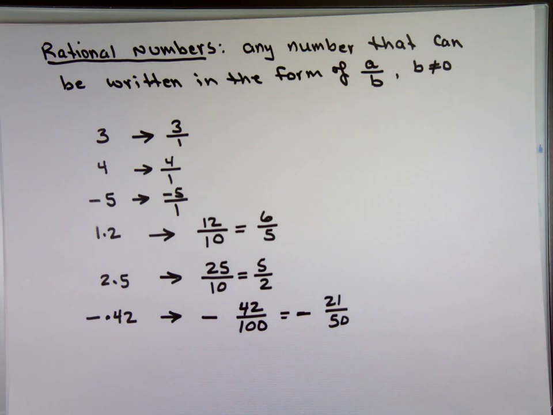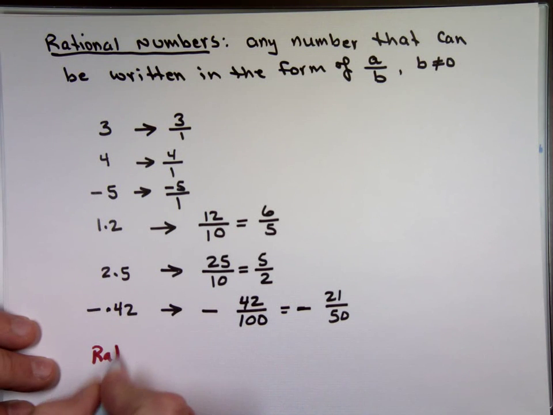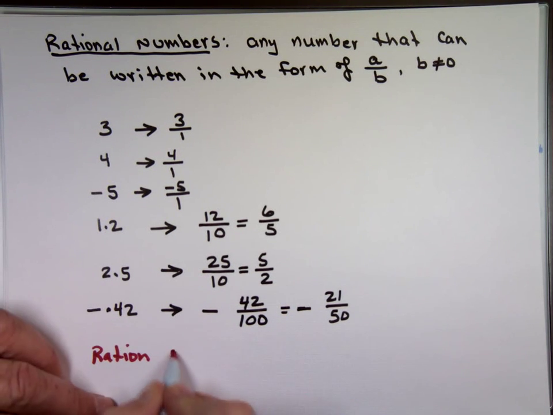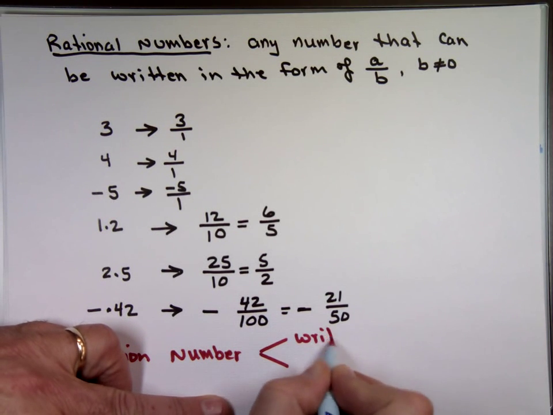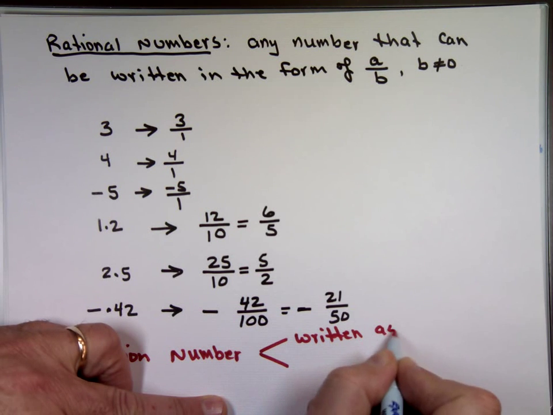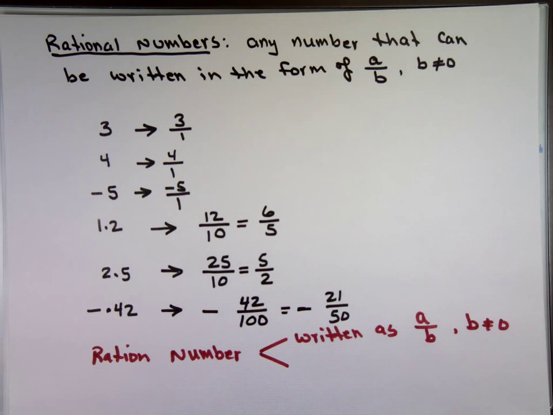So almost, I said all the numbers are rational numbers. There's a few exceptions. A rational number, another way of saying it, is any number that you can write as a fraction, a over b, where b is not 0.